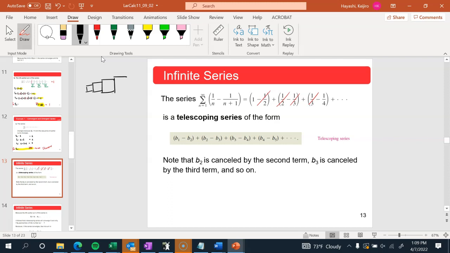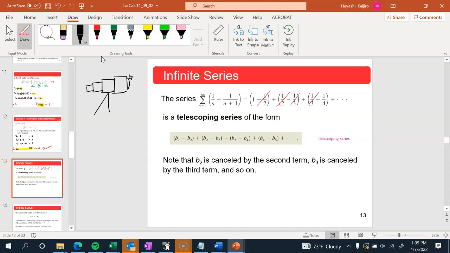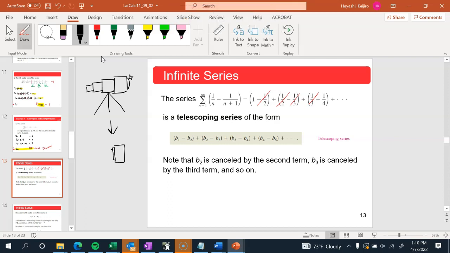You can take a telescope like this, and collapse it so that, I've also actually never seen a telescope. You can collapse it so that basically only the first and last parts remain.